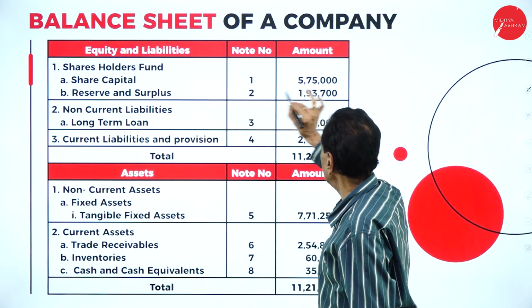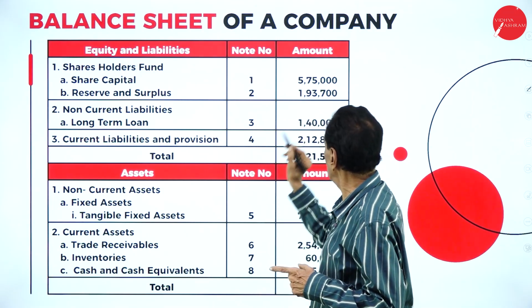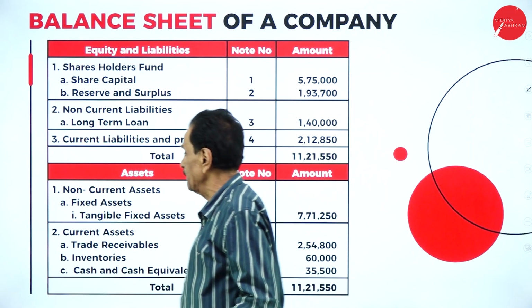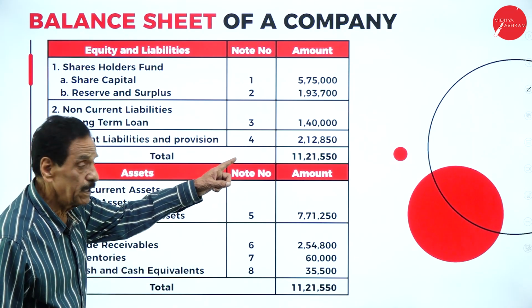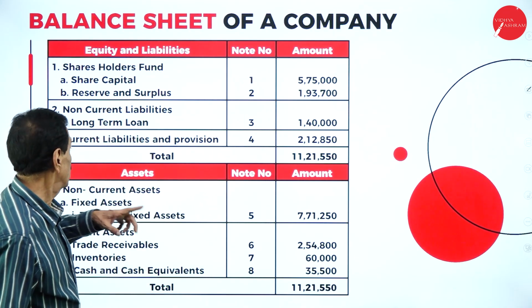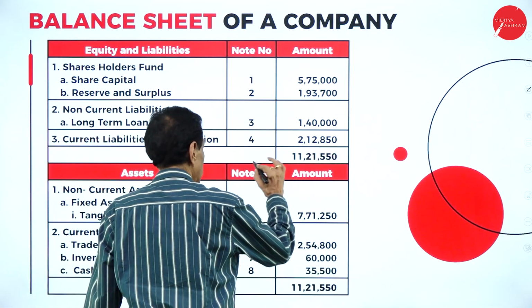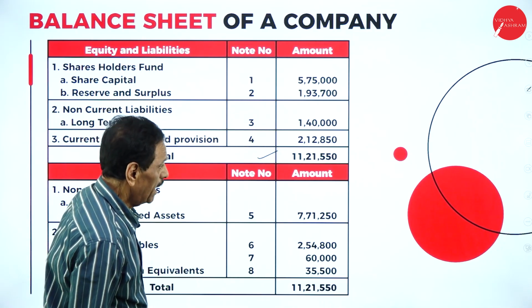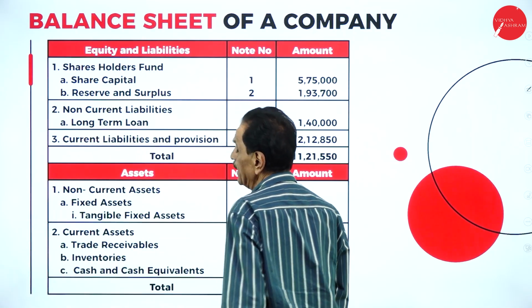Share capital 5,75,000. Reserve and surplus as per the working note 1,93,700. Long-term loan, the debenture, 1,40,000. You have shown it in the working note. Then current liabilities and provision 2,12,850. Totally it is 11,21,550. Come back to the asset side.